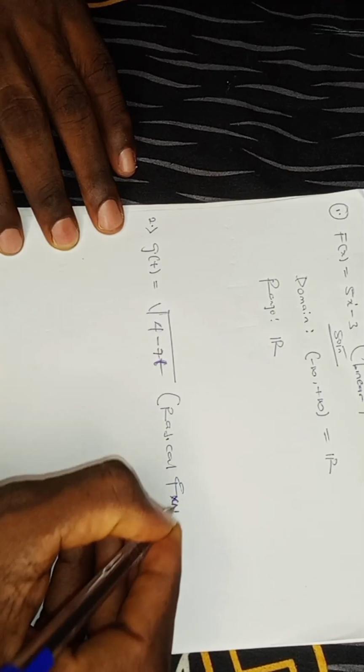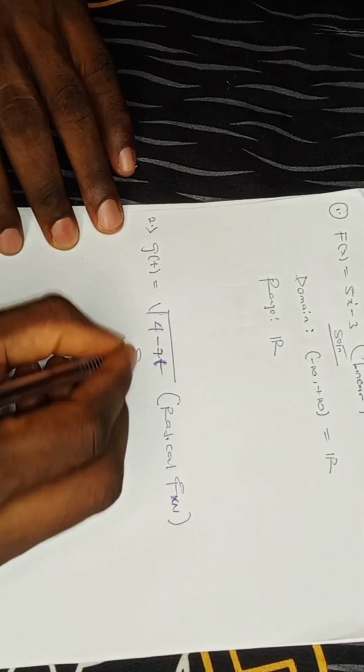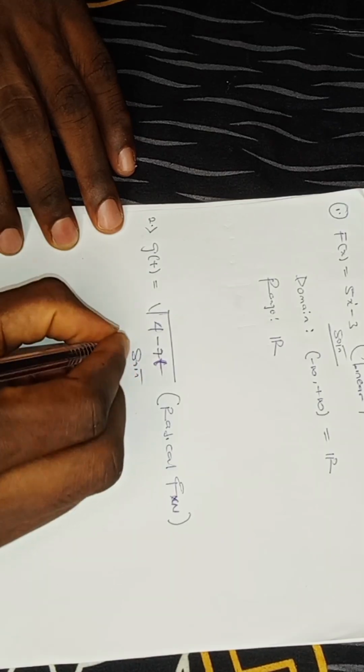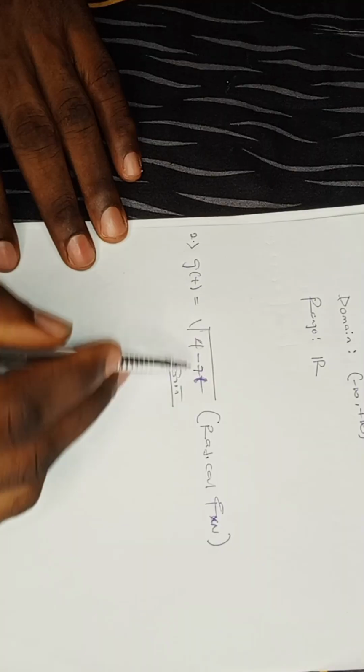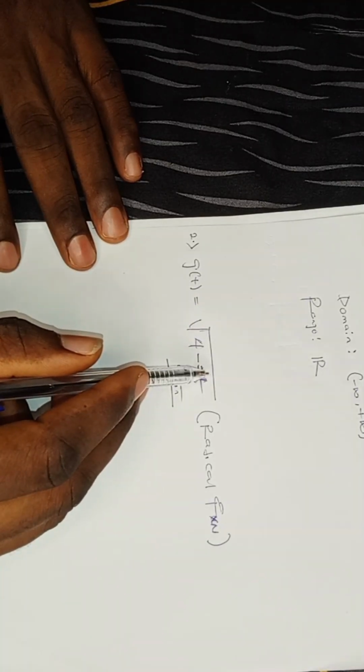A radical function. Now, since we know it's a radical function, what's the move? So we say solution. How does a radical function behave in terms of domain and range? You know it's a radical function because we have a square root. Now, since we have a square root, what do we mean by radical?